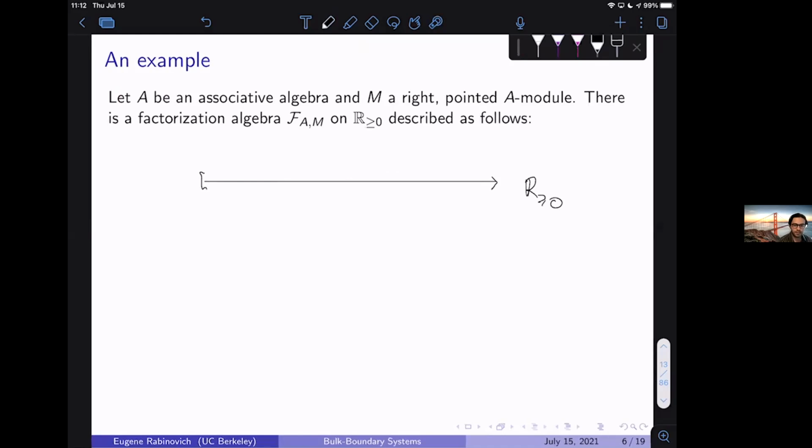Which is going to assign, let me draw it this way. So to any open subset containing the boundary point, it's going to assign M. And to any connected open subset not containing the boundary point, it's going to assign A, the algebra. So this is also M here. And that's A.